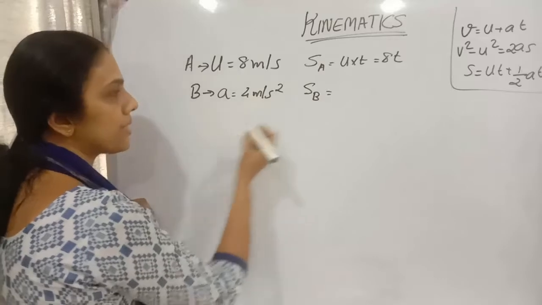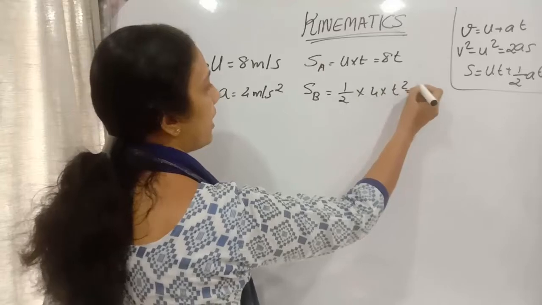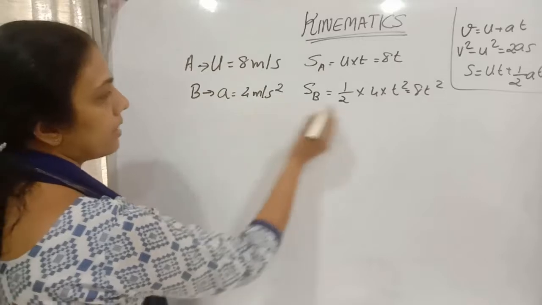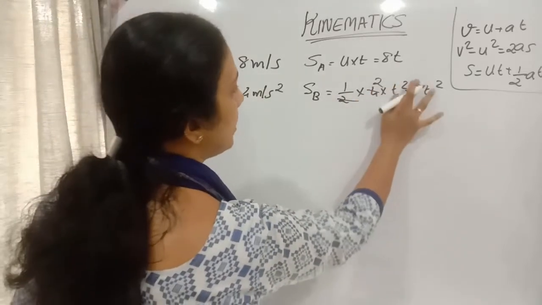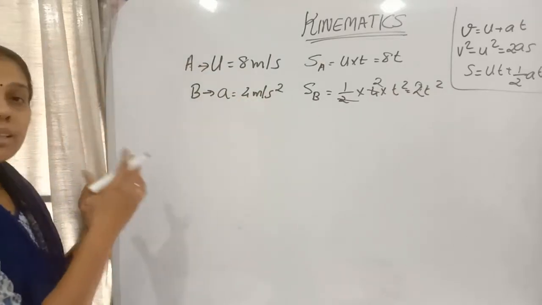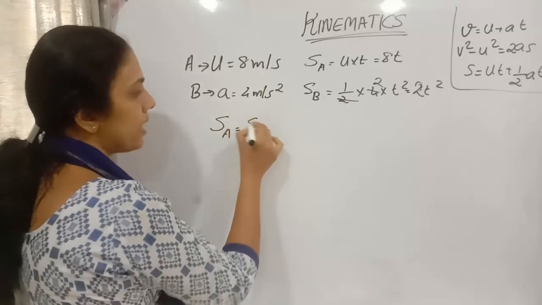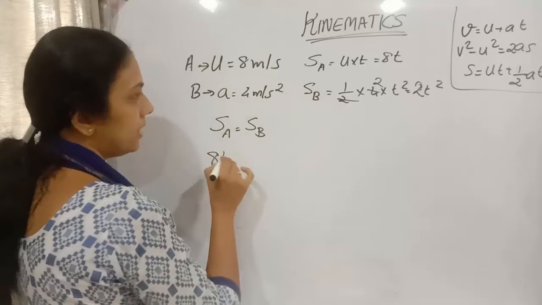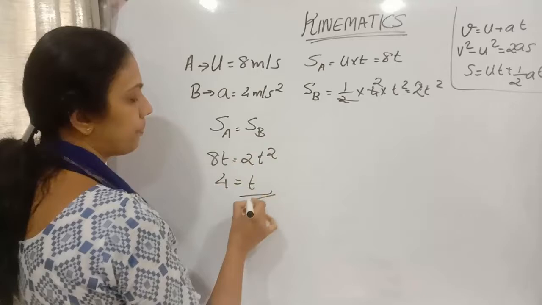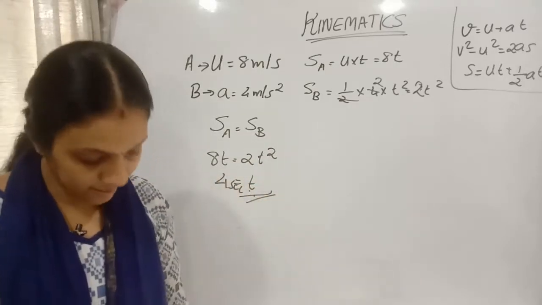And for B, S is equal to UT plus half AT square, therefore half into 4 into T square, that is 2t square. Both are covering equal distances, that's why they are meeting each other. Therefore, SA equals SB, 8t equals 2t square. Therefore, 4 equals t. T equals 4 seconds.